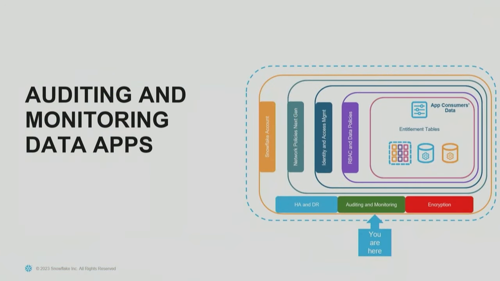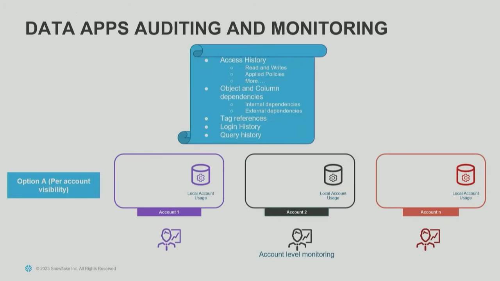And finally is the auditing and monitoring. And this is the most underrated capability that you should do. You have two options. But before I discuss the two options, I want to mention a few history objects. So, I can speak about those now.